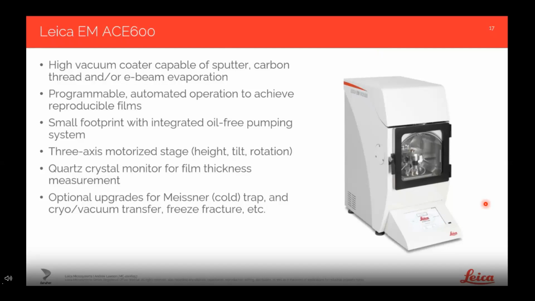The ACE600 can also accept several optional upgrades, including a Meissner or cold trap, a cryo vacuum transfer system if that was needed for certain applications, freeze fracture, etc.